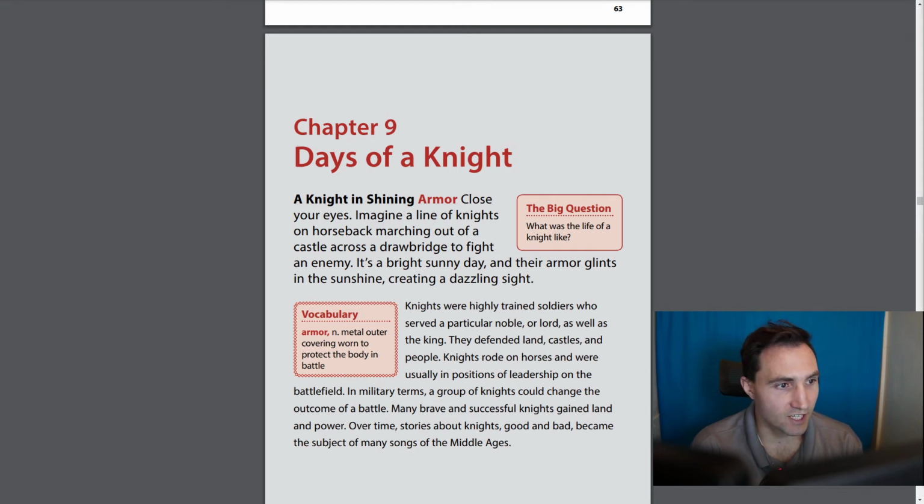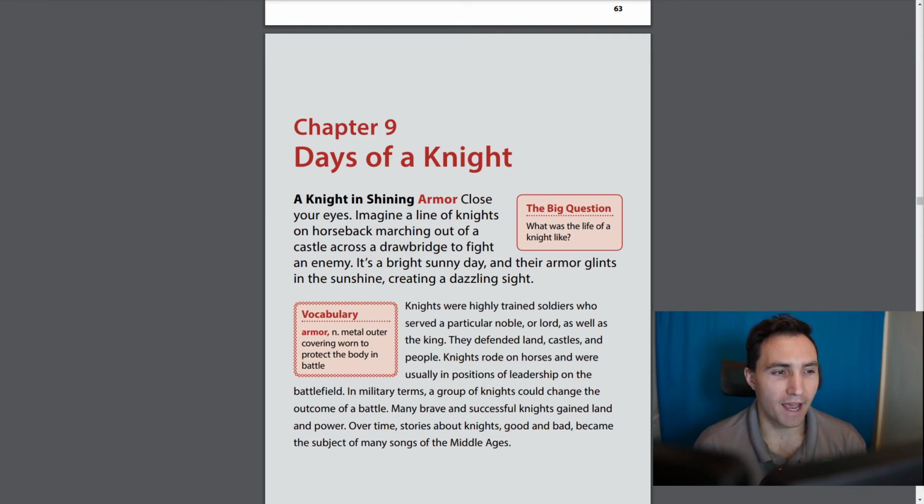Chapter 9, Days of a Knight. A knight in shiny armor. Okay, well, there's our first vocabulary word. And remember, you get extra credit if you submit a sentence using a vocabulary word, and you can't take the sentence from this book. You have to create your own sentence using a vocabulary word. So armor is metal outer covering worn to protect the body in battle.